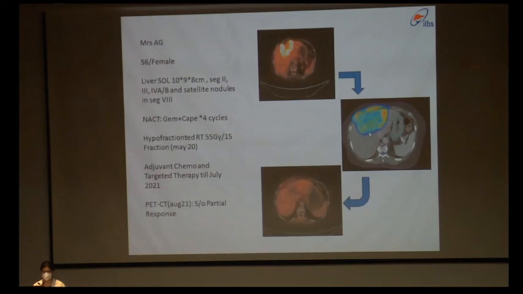This is a color isodose of 55 gray. It was completed in May 2020. Then she received adjuvant chemotherapy and targeted therapy, that is trastuzumab, because of HER2 amplification, till July 2021. And this is a PET scan done in August 2021, which is suggestive of minimal residual disease at the primary site.